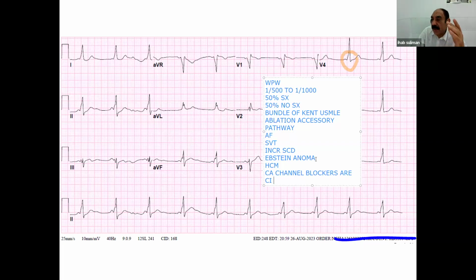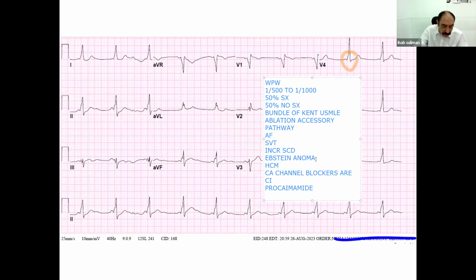Ablation is the way you go forward in the treatment of those patients, because otherwise they need to be on lifelong medication like procainamide or other class 1 antiarrhythmics. They can come with AFib and SVT, and they can come with wide complex tachycardia. They are associated with Ebstein anomaly or hypertrophic cardiomyopathy. If you want to treat them in the ER, you treat them with procainamide.